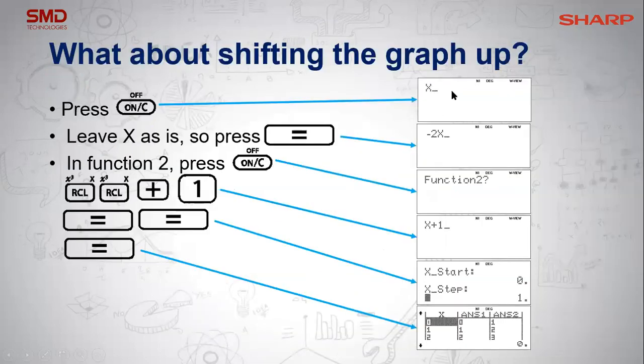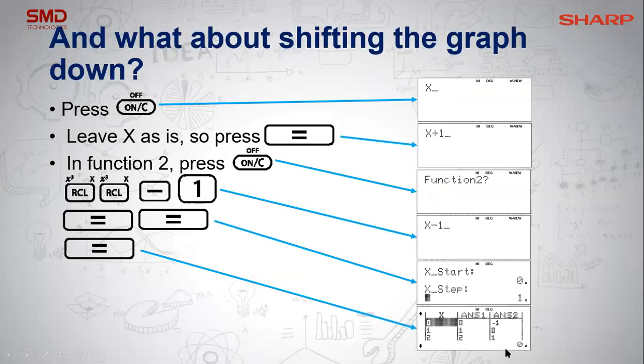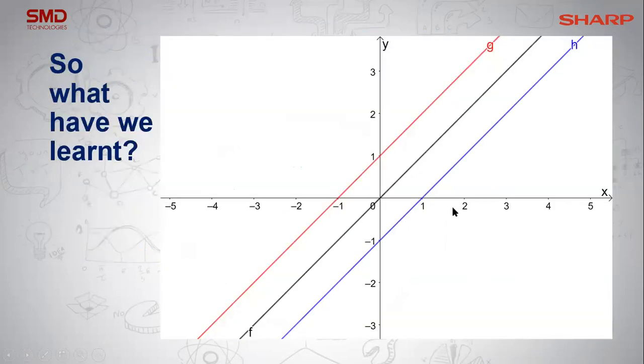Then, of course, we can also do the same thing where we shift the graph up, we shift the graph down, and you can see the coordinates there as well. And if I draw the graph, the gradient is exactly the same as my original graph. I've just moved all of my coordinates up by 1 or down by 1, depending on which graph I am drawing.